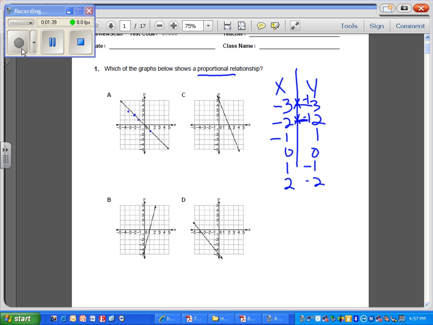So multiplying by -1, multiplying by -1, multiplying by -1. If I'm doing the same thing every time, then that is proportional. So A is my answer.